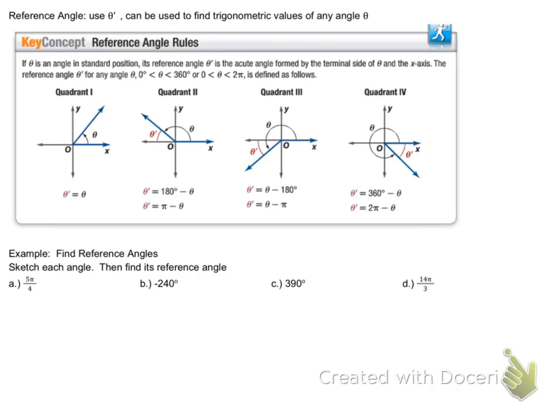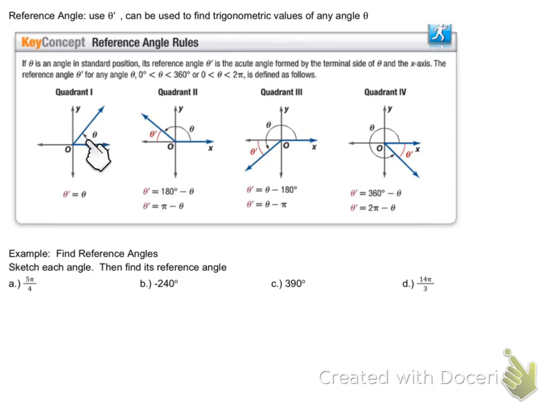Now, to find reference angles, there are different rules for different quadrants. Remember, there are 4 quadrants: 1, 2, 3, 4, following that counterclockwise rotation. So if you're in the first quadrant, theta is its own reference.